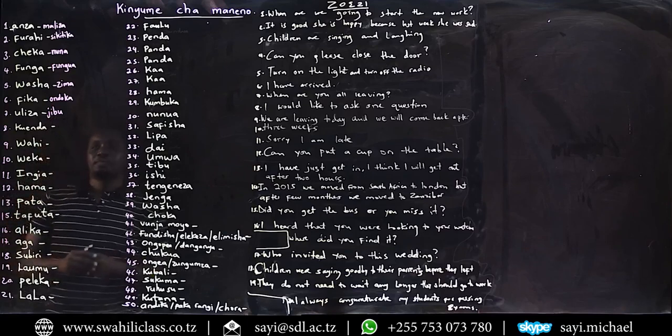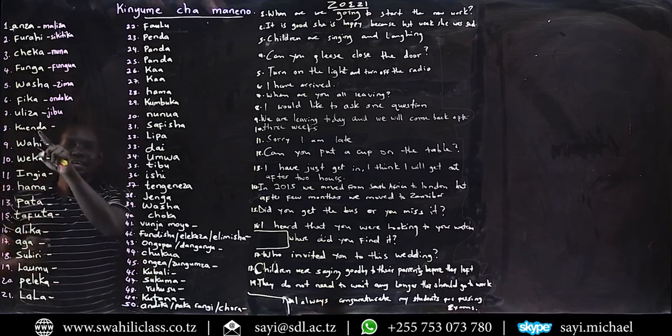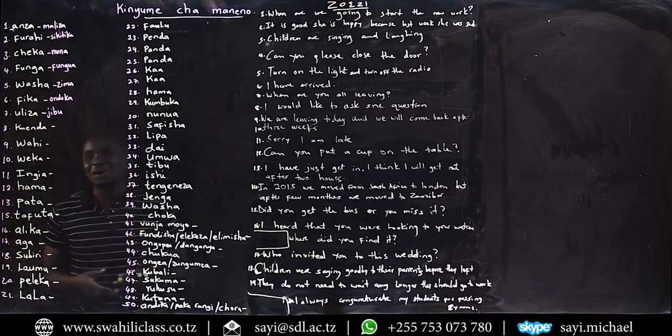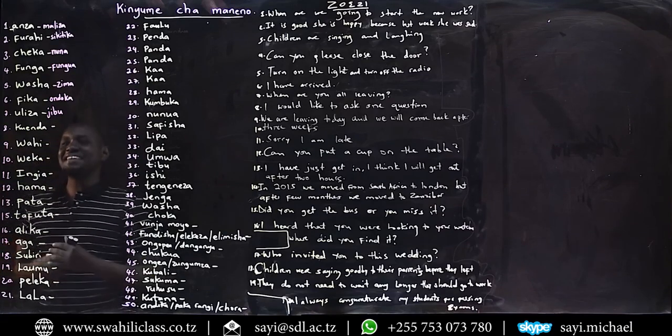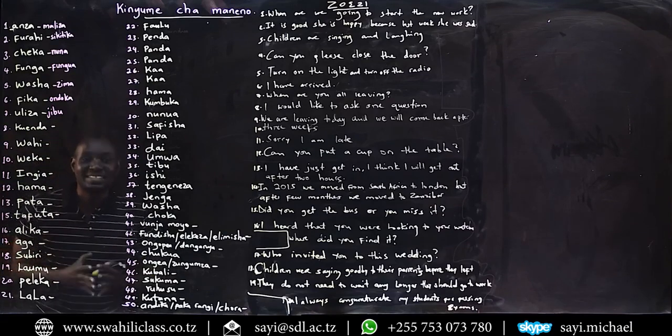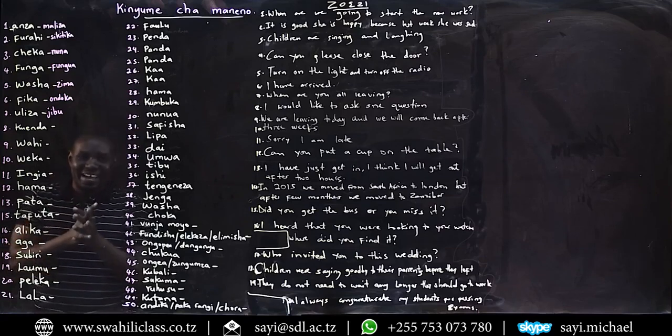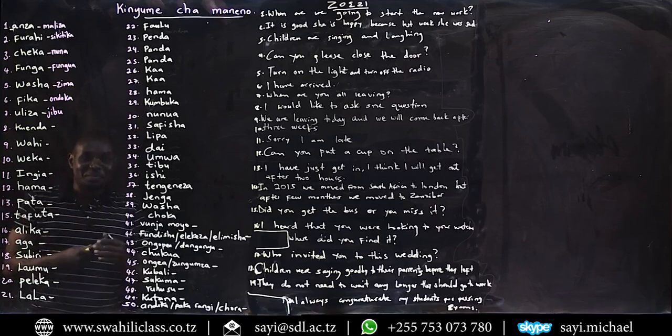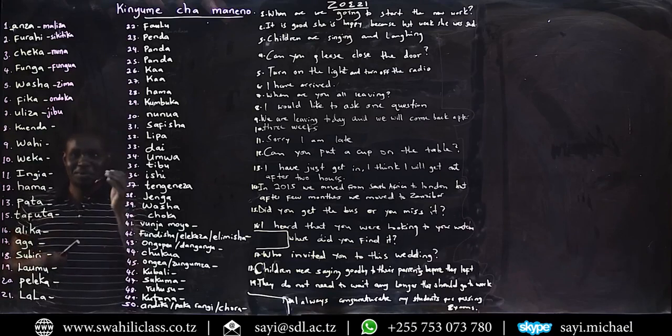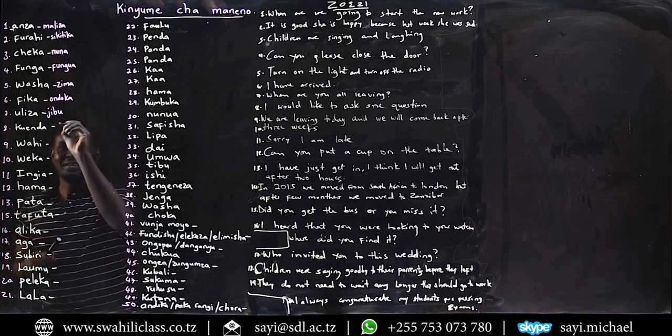Jibu swali. Kwenda. Enda or kwenda is go. So, what is the opposite of kwenda or enda? The opposite will be, you tell me, you know, go. The opposite will be, I hope your opposite will be like mine.